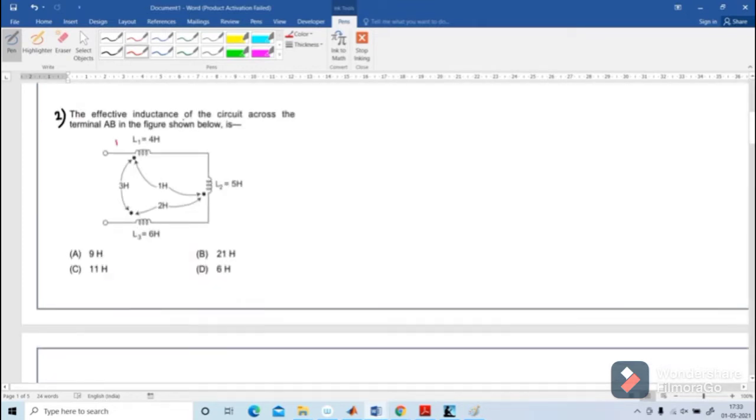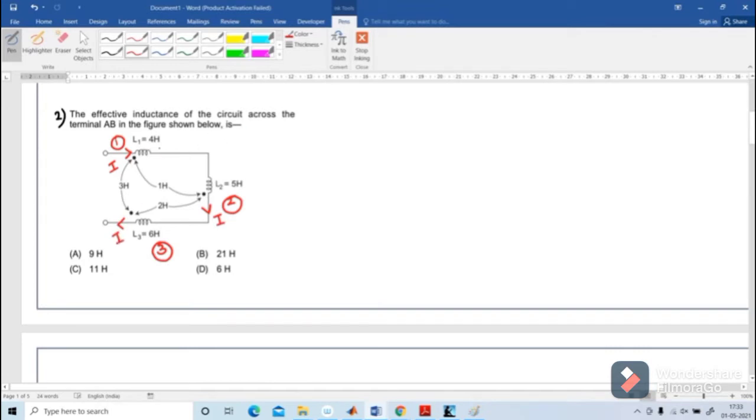Next, problem number 2. The effective inductance of the circuit across the terminals A, B in the figure shown below. This is the first inductive coil, second inductive coil, third inductive coil. Have to put the current. In the first one, current is entering the dot. In the second coil, current is leaving the dot. In the third coil, current is leaving the dot.